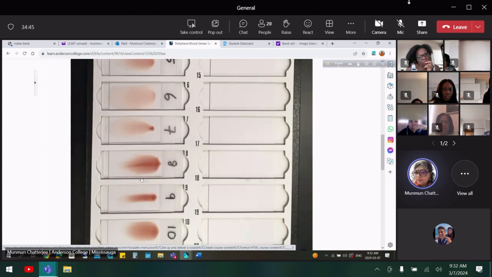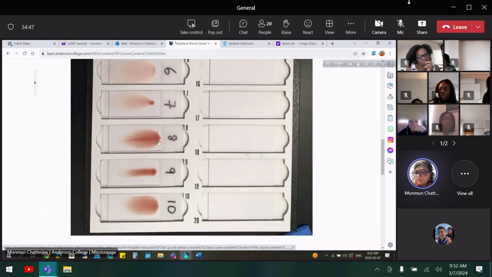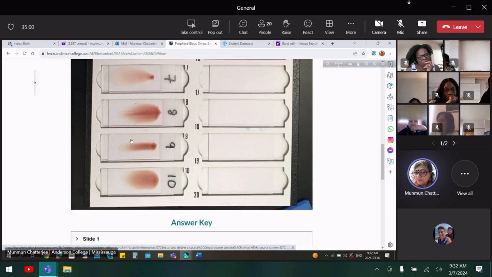What is this one? Seven? Too thin. Too thin also, it didn't spread here. See, the blood drop dried here also, and it didn't spread here. That means the pressure is too fast.